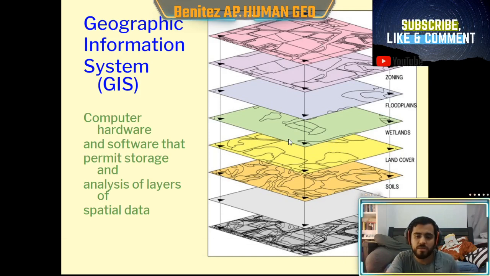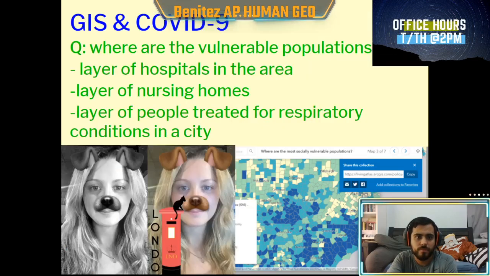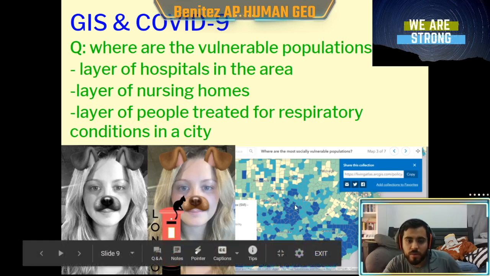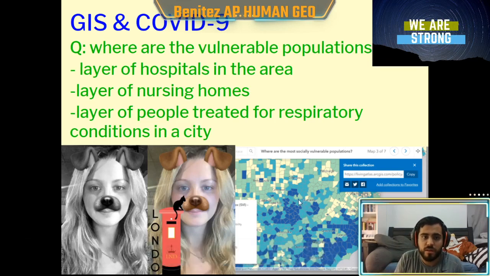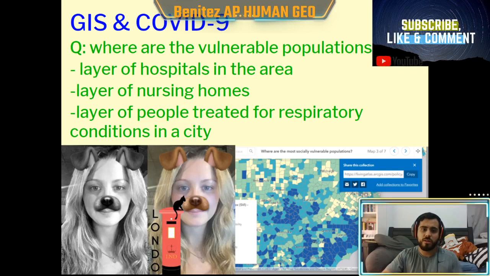And how does that look? Here's a real world application. GIS and COVID-19. So take a look at this map right here in the bottom. This map was created because they were able to get a lot of information. They were able to add a layer of how many hospitals are in the area, how many nursing homes, and which people are being treated. They get all that information and they put it together.